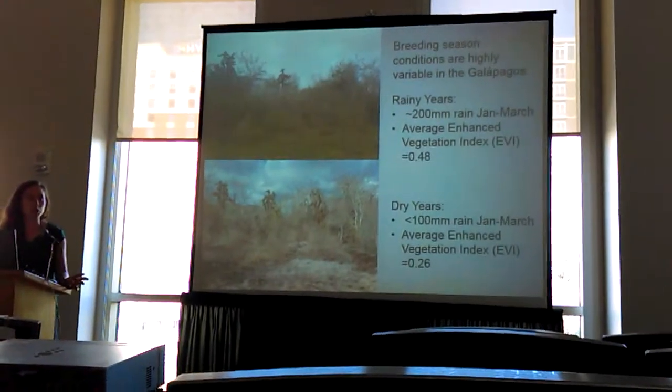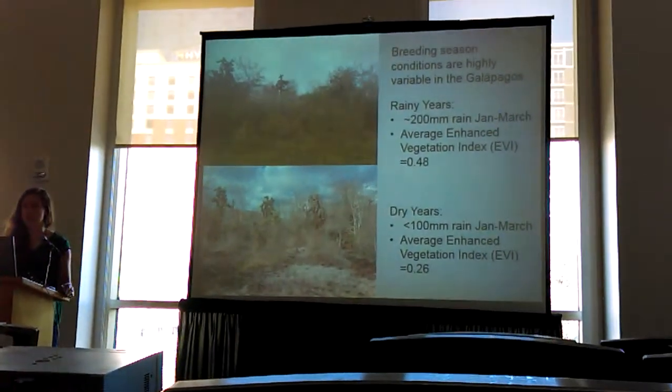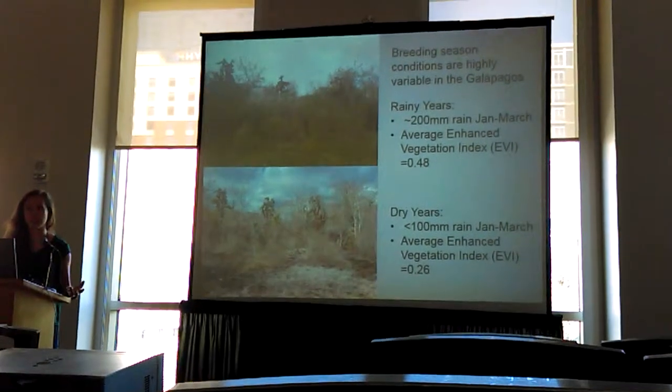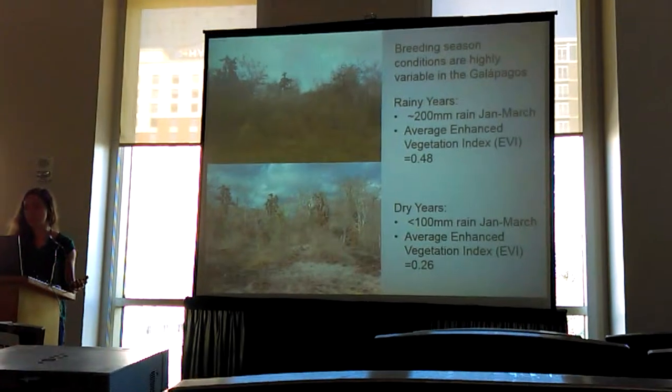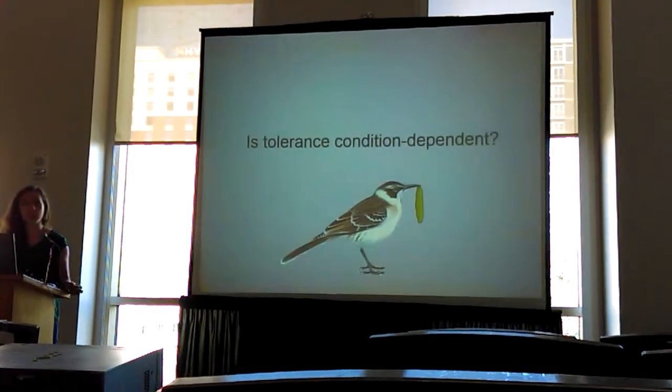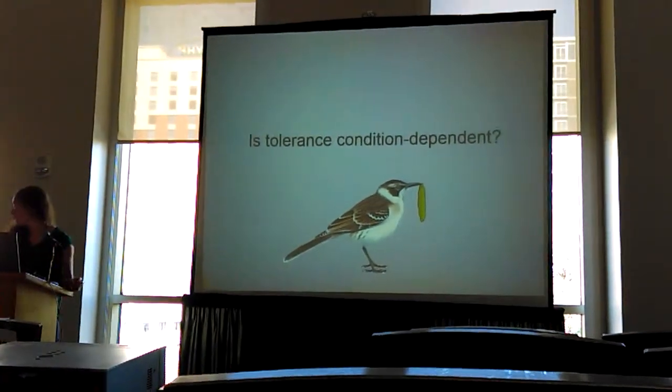So the first 2 years in which we saw that mockingbirds were tolerant to P. downsii both happened to be typical rainy years. But the last 2 years have been what we call dry years. And so we've been able to ask the question, is tolerance condition dependent?